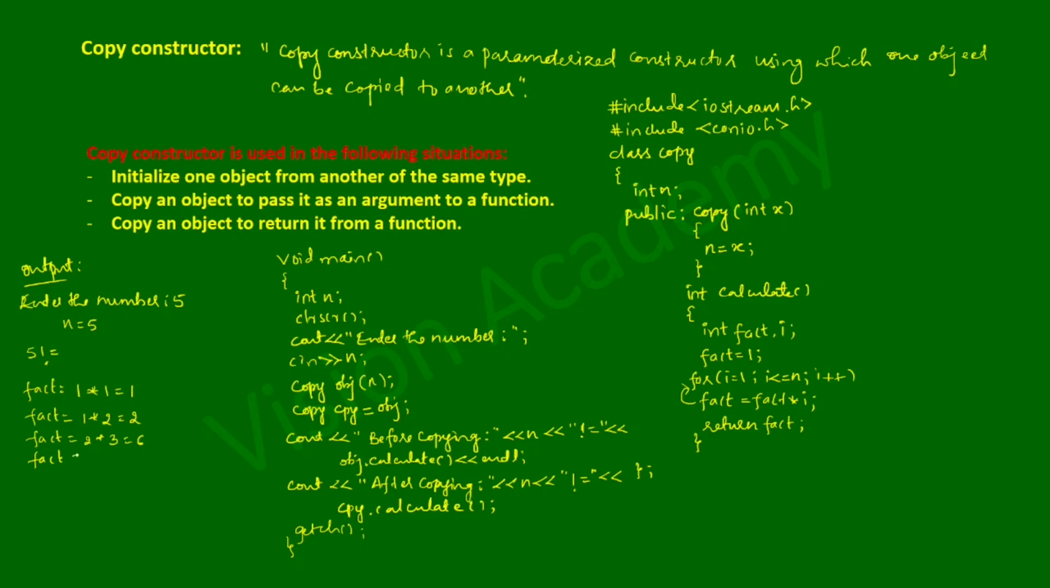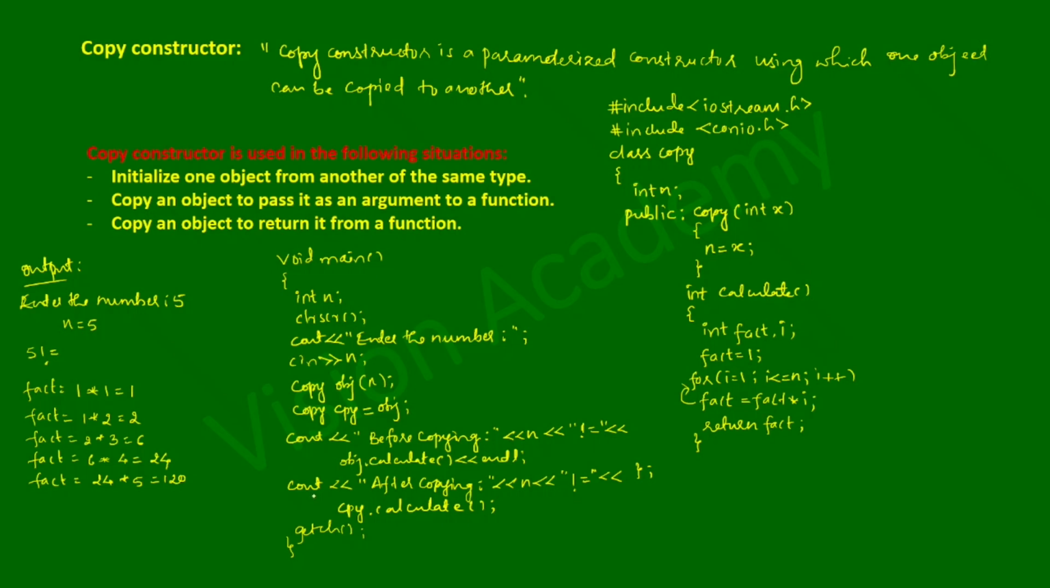I'm going to write here fact is equal to fact into i. Fact is 6 into i is 4. So 6 4s are 24. Once again, it increments the value of i by 1. Now i value is 5. Is 5 less than or equal to 5? Yes, it is true. So fact is equal to fact, 24, into i, 5. This gives me 120. So it is going to return fact value 120 back to this calling function.